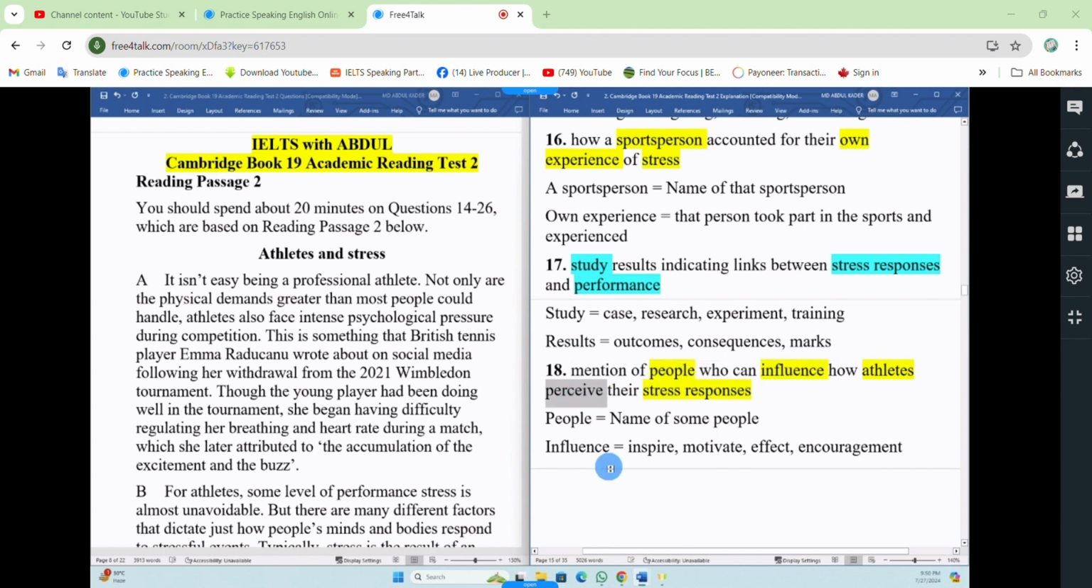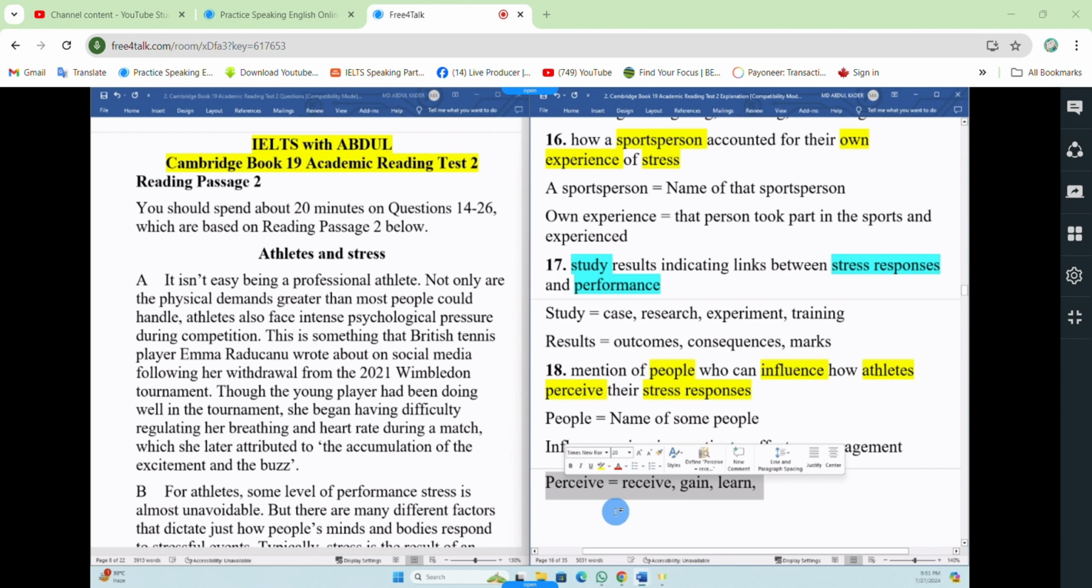So the last word, perceive. Perceive means receive. Yes, receive, R-E-C-E-I-V-E. Receive or gain, G-A-I-N, gain or learn. So we should consider these words, right?